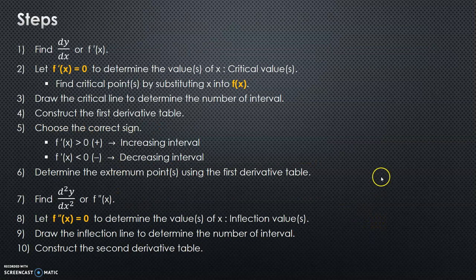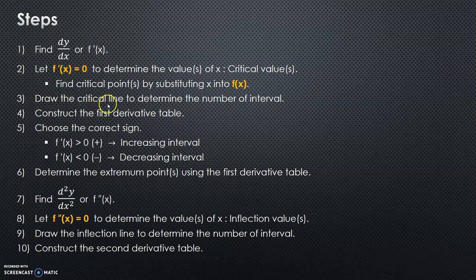So these are the steps involved in solving the question. Step 1, we find dy/dx or f'(x) based on the given function. Second, we let f'(x) equal to 0 in order to determine the value of x, and the value of x is known as the critical value. Then we find the critical point by substituting x into f(x). Remember, if you want to find the critical point, you have to substitute into f(x), not f'(x).